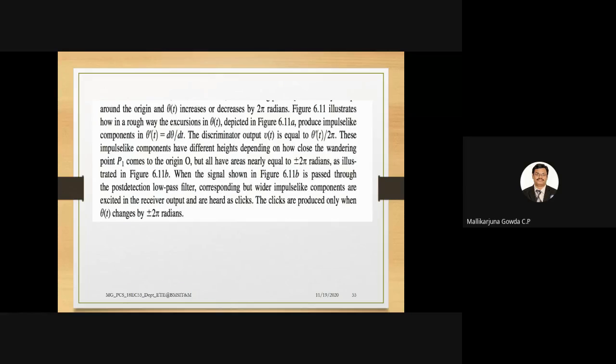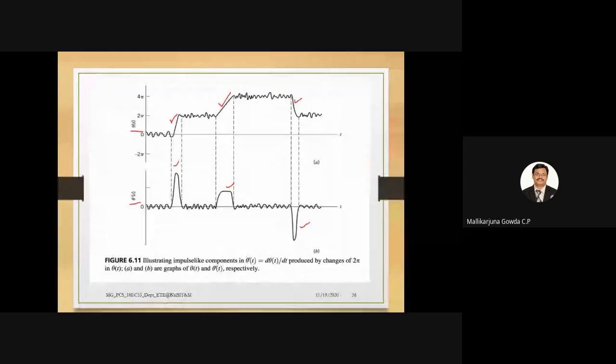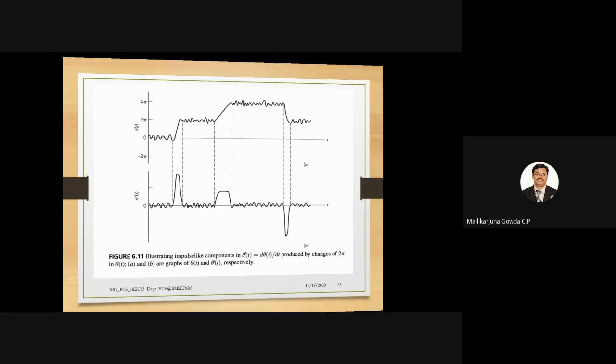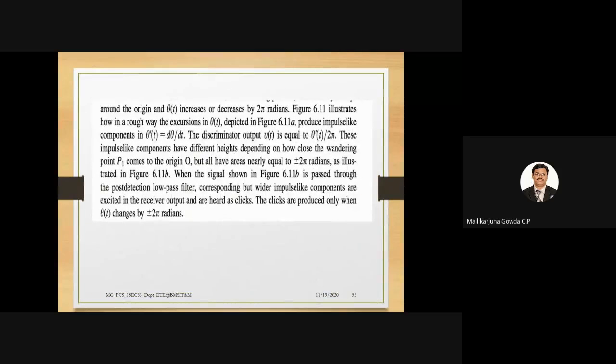I would like to throw some light on this. That is figure 6.11, which illustrates the clicks. It shows, in a rough way, how excursions in theta of t produce the impulse-like components, that is theta dash of t, which is d by dt of theta of t. The discriminator output, V of t, is theta dash of t by 2 pi, that is 1 by 2 pi times d by dt of theta of t.